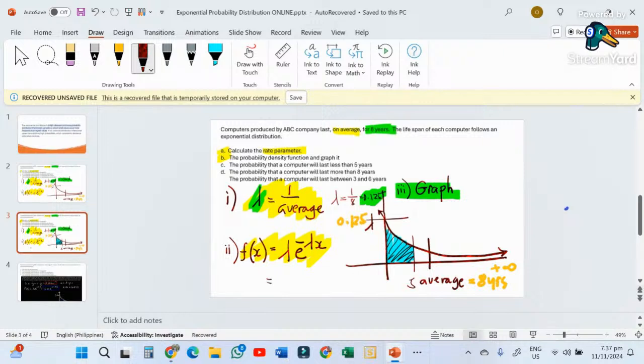So the formula is lambda. What is the probability density where the computer X can last for less than 5 years? Okay, so you have the lambda of 0.125, and then an e raised to negative 0.125, and an x, the x bit.